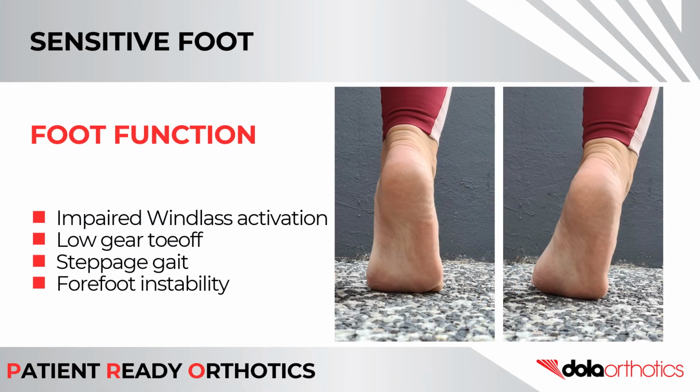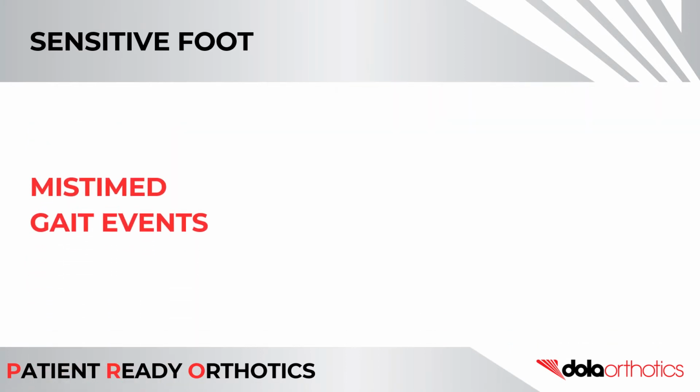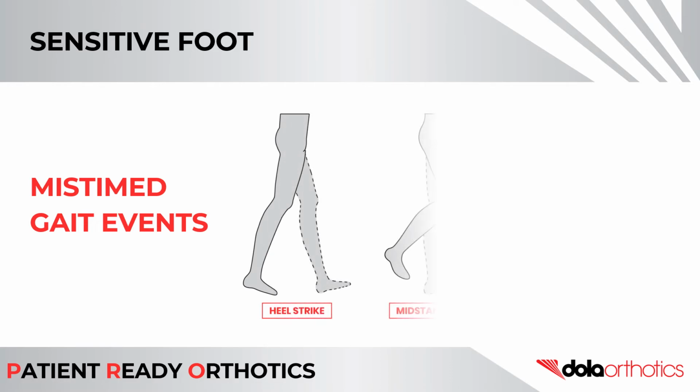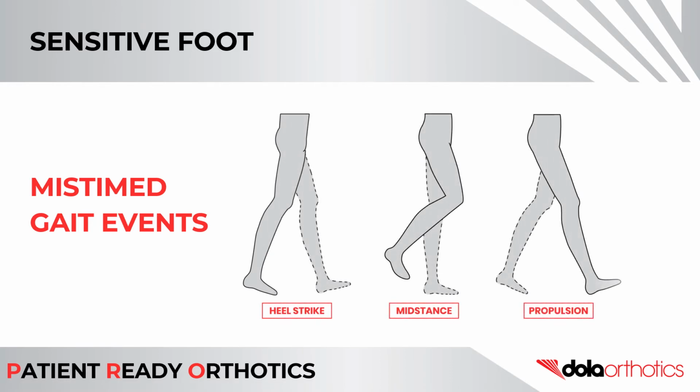Sagittal plane issues at the forefoot are common, including impaired windlass mechanism, low gear toe-off, and forefoot instability. This can again cause global gait changes, including a steppage gait or an unsteady gait. Mistimed gait events or global changes in gait pattern may also contribute to pathomechanics, including a steppage gait, apropulsive gait, unsteady gait, shuffling gait, abducted gait, adducted gait, all with matching changes to the heel strike, mid-stance, toe-off and swing movement patterns.